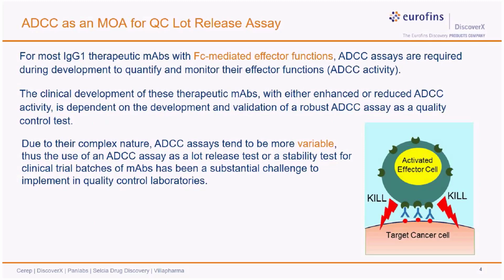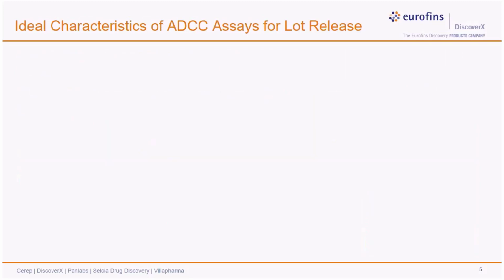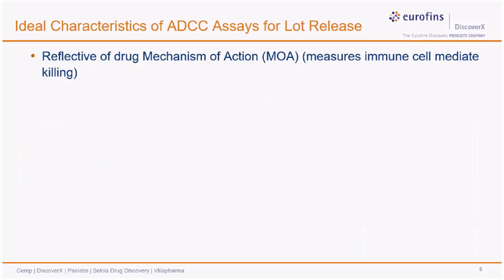As I've covered in the last slide, the ADCC process is complex and has too many moving parts, so to speak, and it can be challenging to develop an MOA reflective, reproducible and robust ADCC assay. So let's review some of the most desirable characteristics for an ADCC assay to be implemented in a lot release program. Firstly, the assay should be reflective of the mechanism of action of the drug.